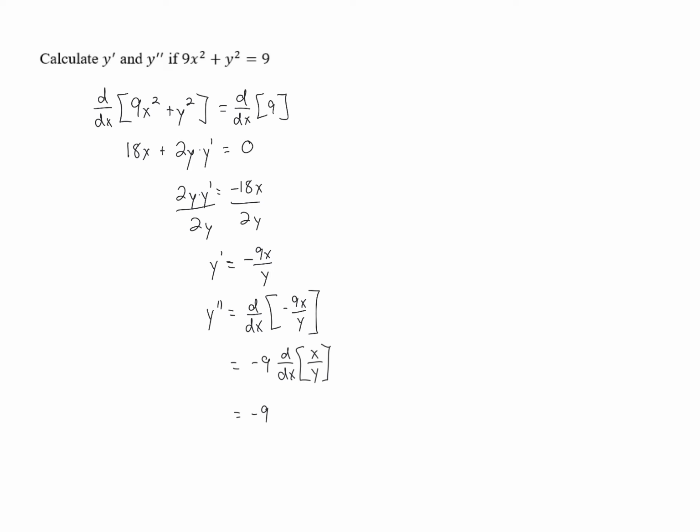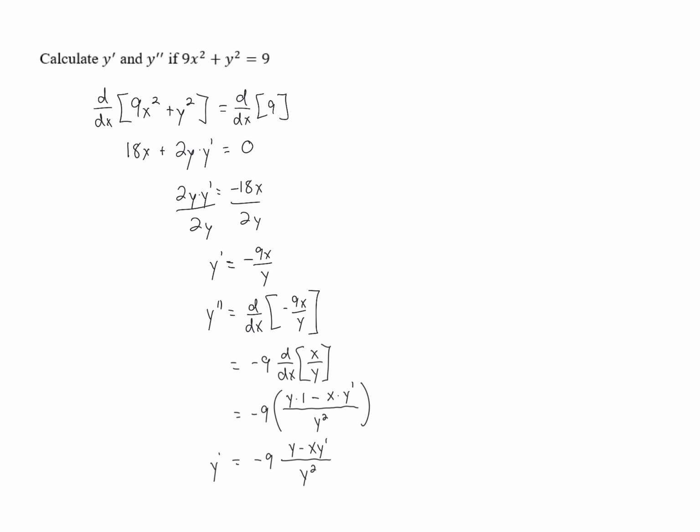So let's keep that negative 9 out front, and then let's use our mnemonic. We've got low d high minus high d low. Low is y times d high, the derivative of x is 1, minus high d low. The high function is x, and then the derivative of the low function, the derivative of y, is y prime, all over low squared. So it's going to be over y squared. So we can make this a little bit nicer. We've got negative 9 out front, and then this is really just y minus x y prime over y squared.